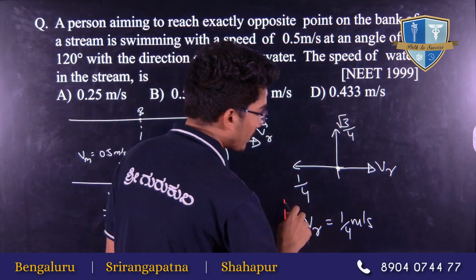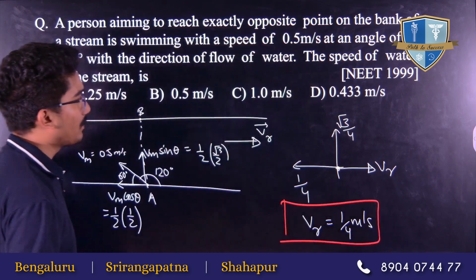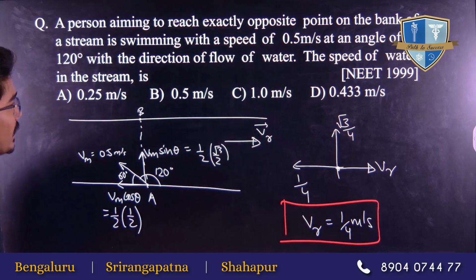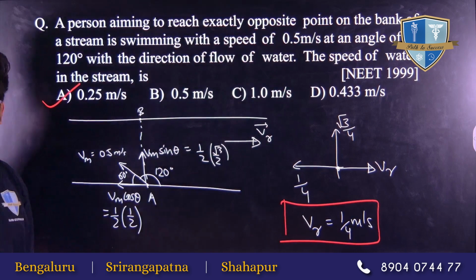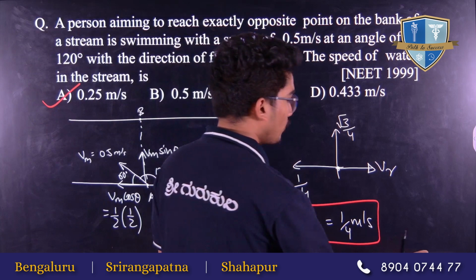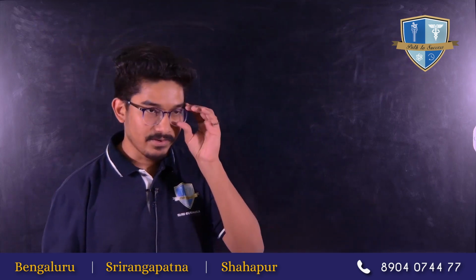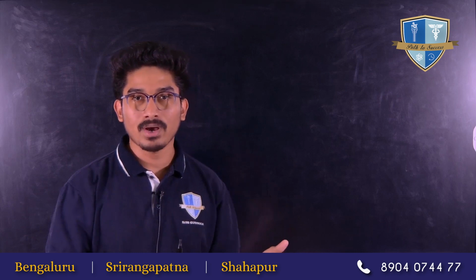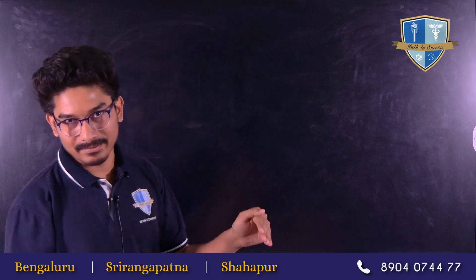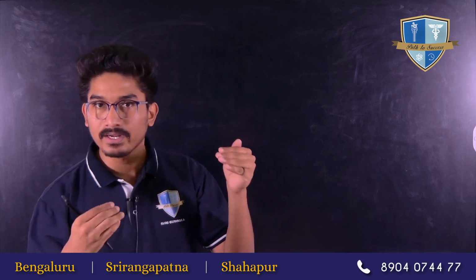So velocity of river will be equal to 1 by 4 meter per second, and the correct answer will be option A. Now there are so many questions. They ask so many questions every year. So in the board exams there is some pattern, and some questions they will repeat so many times.